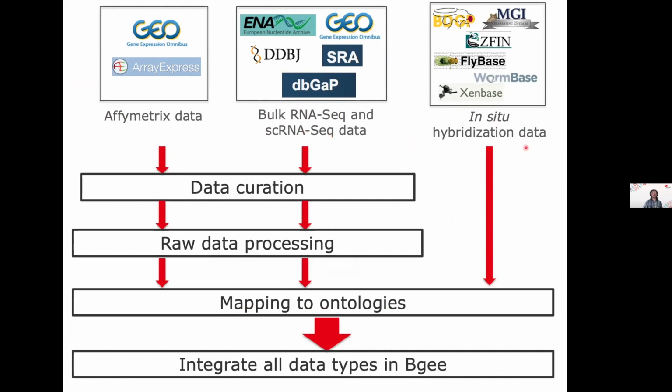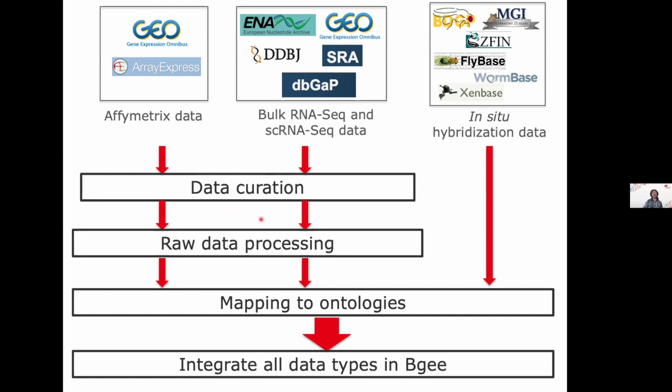And also in situ hybridization data, which is less large scale, but has very fine levels of detail and can be very important for model organisms. And we take this from different databases, so we don't restrict ourselves to one source of information. All this data we curate to make sure that it is healthy, wild type, and annotated in the right way. We process it so it is all comparable.